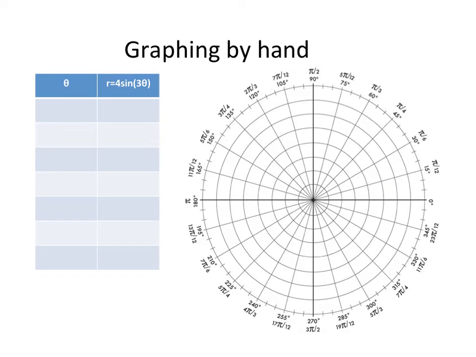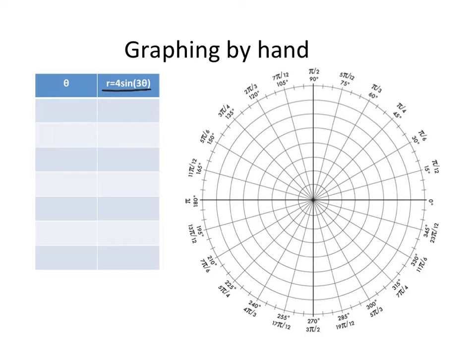Okay, so now we're going to graph an independent and dependent variable polar function. The function that we're going to be graphing is r equals 4 sine of 3 theta, where theta is the inside variable or the independent variable and r is the output variable or the dependent variable.